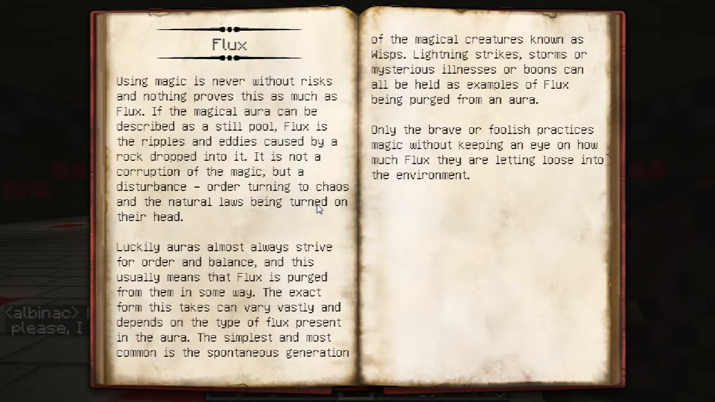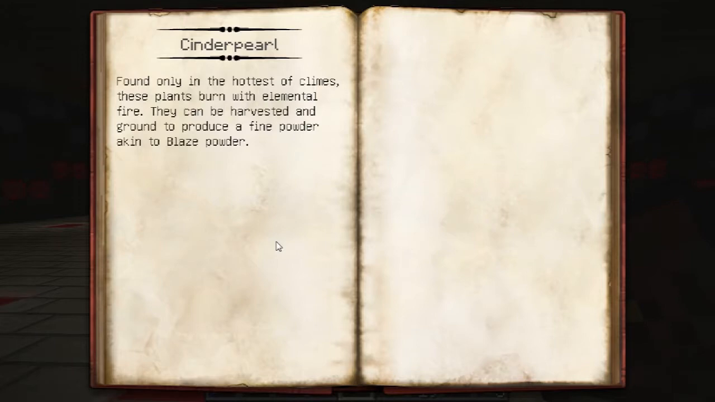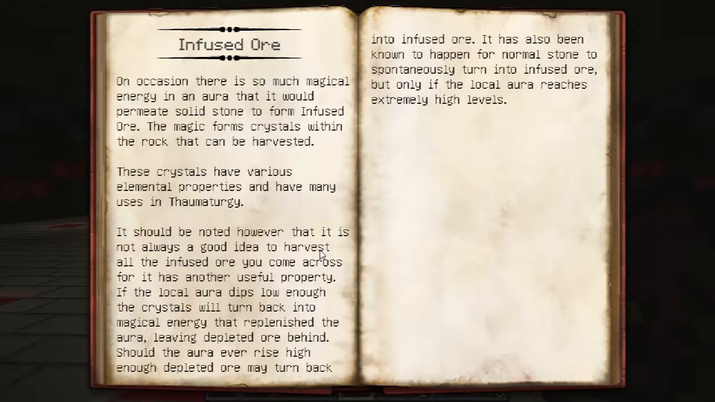Lightning strikes, storms, or mysterious illnesses or boons can all be held as examples of flux being purged from an aura. Only the brave or foolish practice magic without keeping an eye on how much flux they are letting out into the environment. Alright, then we have a cinder pearl, drops blaze powder, and infused ore.